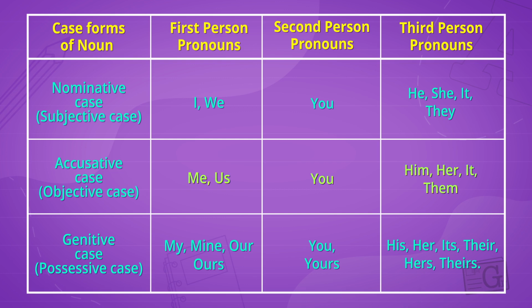And in the genitive or possessive case, the first person pronouns are my, mine, our and us. The second person pronouns are you and yours. The third person pronouns are his, her, its, their, theirs and hers. Now, you might have an anxiety to know what do these case forms refer to. So, let's see them with an example.